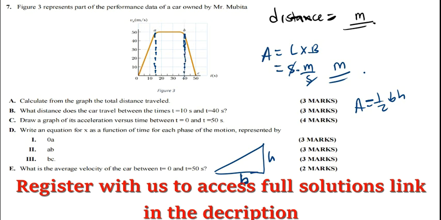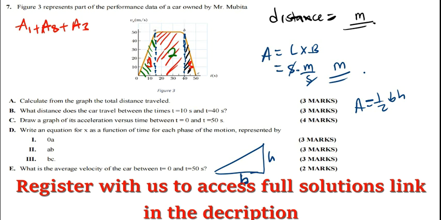Now I'm going to be using different colors. This one is a triangle. Let's call it 1. Then I have a rectangle, which is here. I'll call it area 2. Then I have another one, which is this part here. I'll call that one 3. Meaning that if I find area 1 plus area 2 plus area 3, that is going to be the total distance traveled by this car.